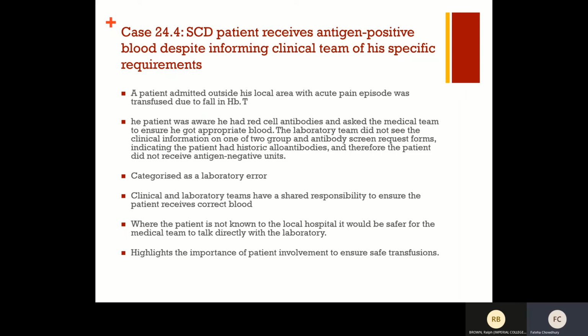This was categorized as a laboratory error, but when you think about it, clinical and laboratory teams have a shared responsibility to ensure that the patient receives the correct blood. And where the patient is not known to the local hospital, it would be safer for the medical team to talk directly with the laboratory, and the laboratory can talk to the hospital that the patient had previously been transfused at, sort of a direct discussion between laboratories. And this case just highlights the importance of ensuring patient involvement and good communication between clinical and laboratory teams.